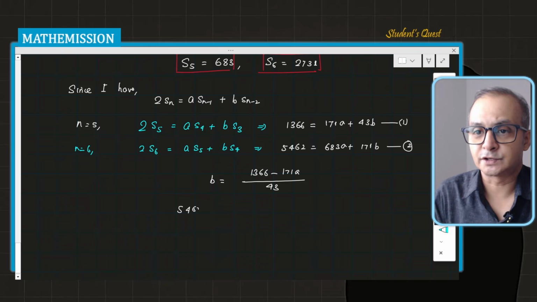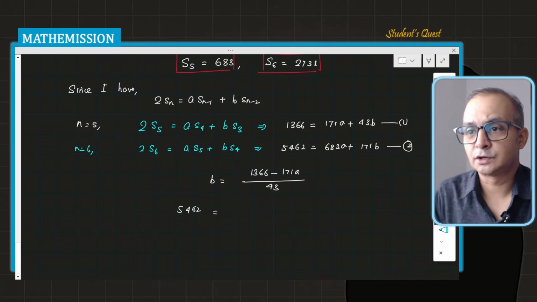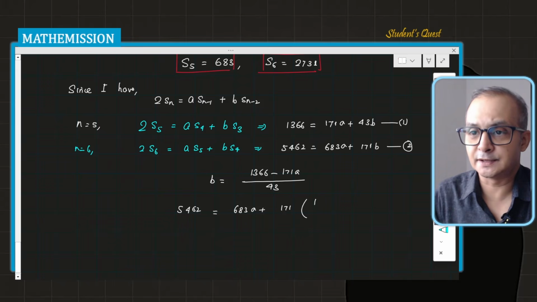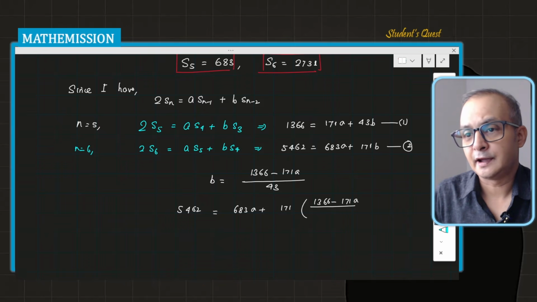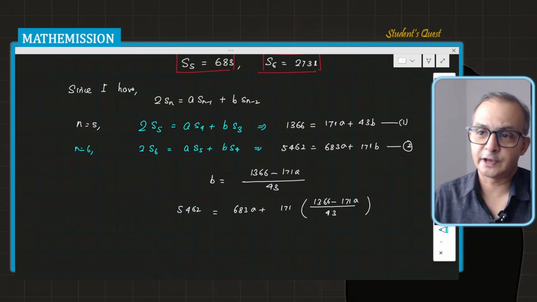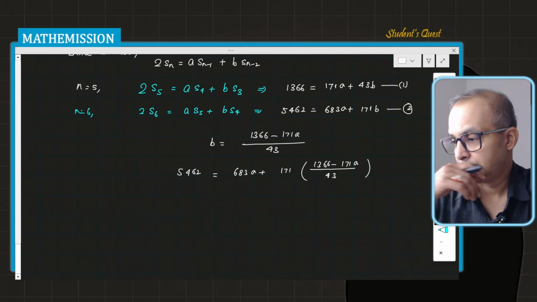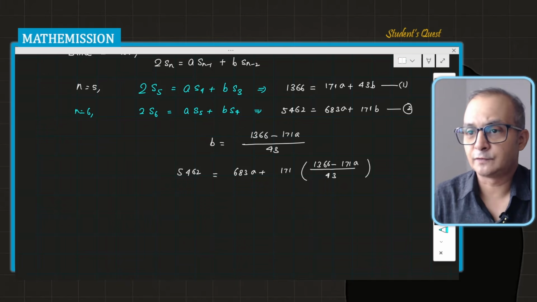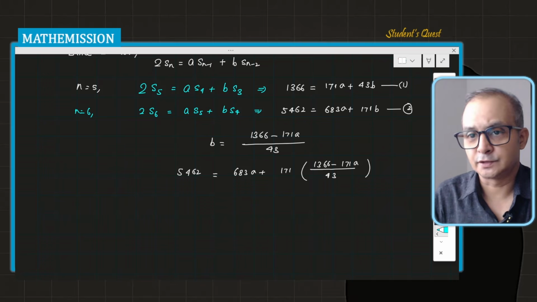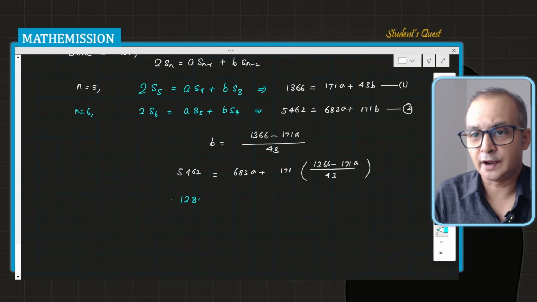So we have 5462 is equal to 683A plus 171, and B is this thing, (1366 minus 171A) divided by 43. All that we have to do is keep trust in our calculation and do the calculation boldly. Now after that I multiply with 43. So if you multiply this 5462 with 43, and whatever calculation after this we get is going to be 1280 is equal to 128 times A.